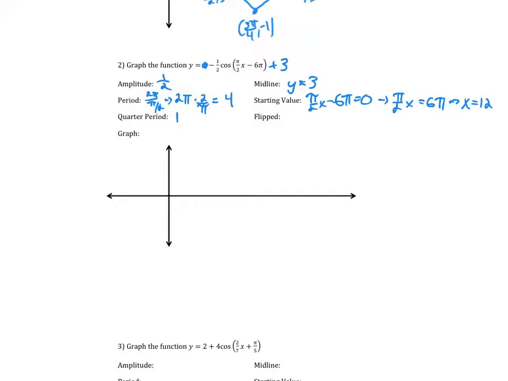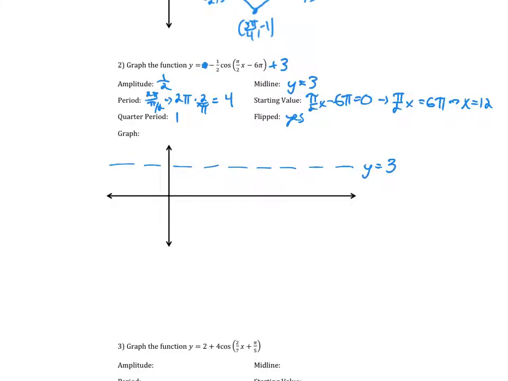And then, is it flipped? Yes, it is flipped. So we're starting at an x value of 12, clearly to the right of the y-axis. And actually, I should heed my own advice before I do anything: I should plot the midline. So let's plot the midline of 3, because everything is in relationship to that midline. I'm going to start at an x value of 12, and since this graph is flipped, instead of starting above the midline, I'm going to start below.